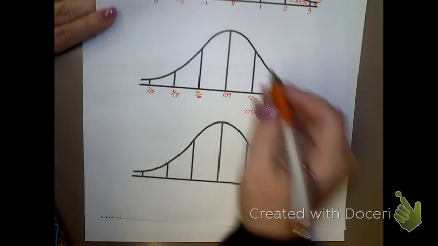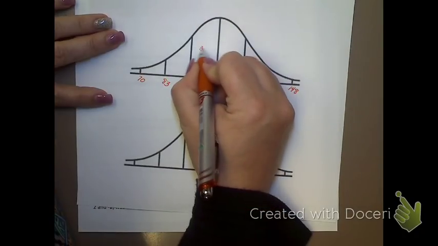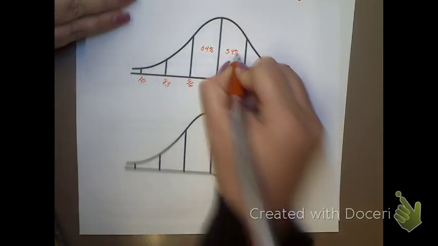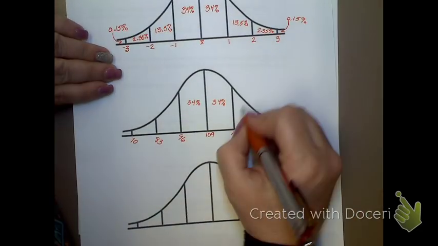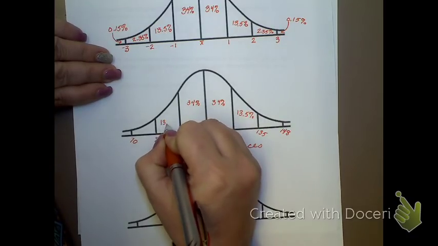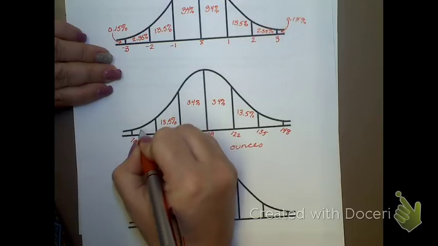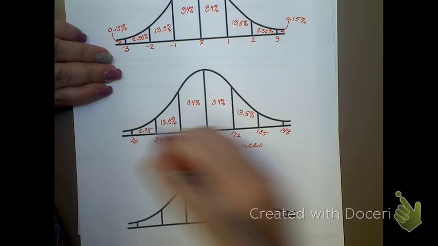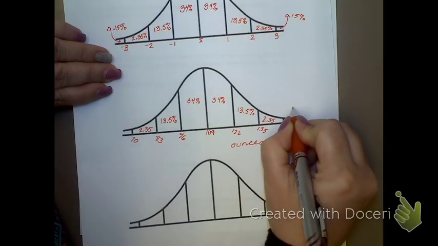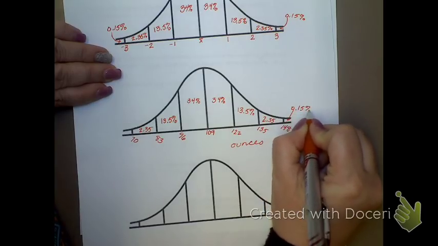If I keep the percentages from above, I have 34, 34, I'm just copying these from above, 13.5, 13.5, 2.35, 2.35, and 0.15%.